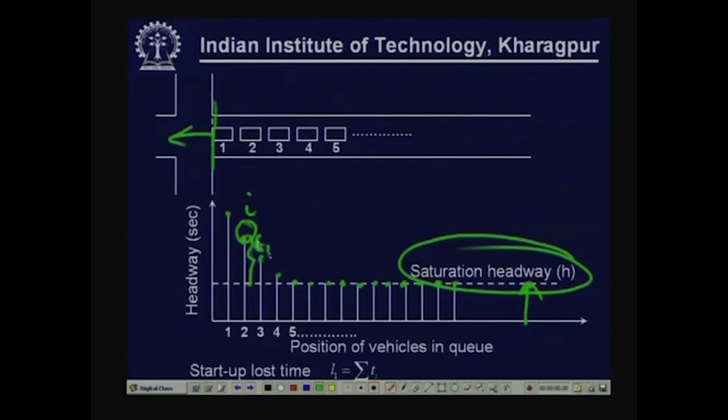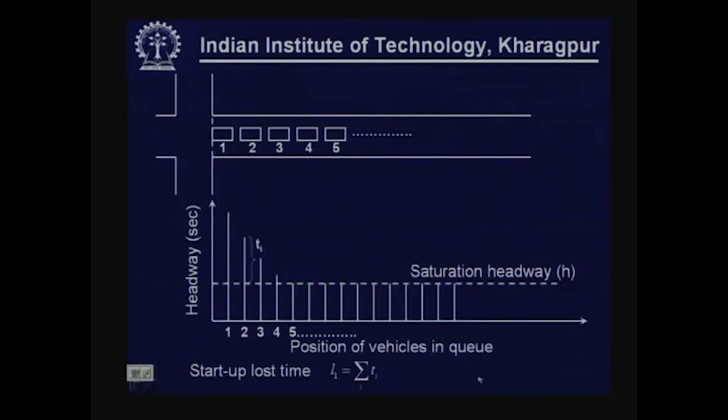If we denote it as Ti, then start-up lost time is the sum over Ti, i equal to 1 to n. Even if you make it n, it gives you the same result, because for all these later vehicles this Ti is practically 0. So, if you take the first few vehicles, you get the total start-up lost time. That is what is shown here.